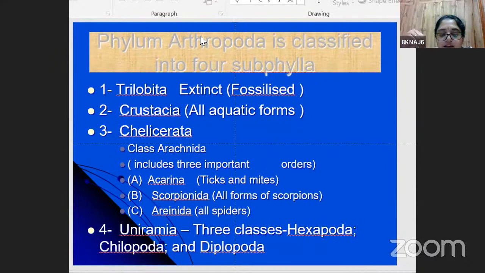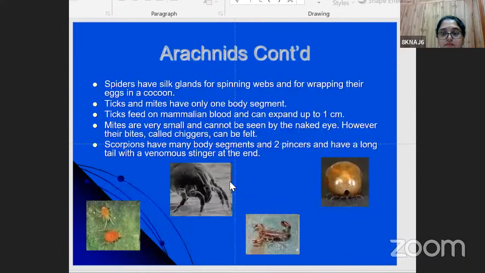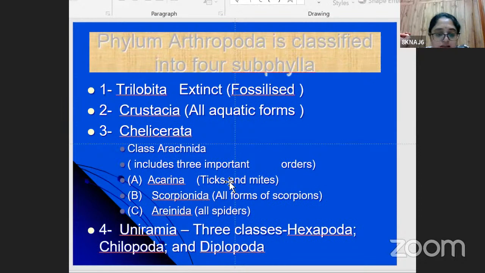And mesosoma has 5 to 6 pairs of lamelliform appendages. They unite in the middle, they form a genital operculum. Respiratory organs are book gills, and excretory organs are coxal glands. There is a free swimming larval stage called the trilobite larva. And example is Limulus, which is the king crab.